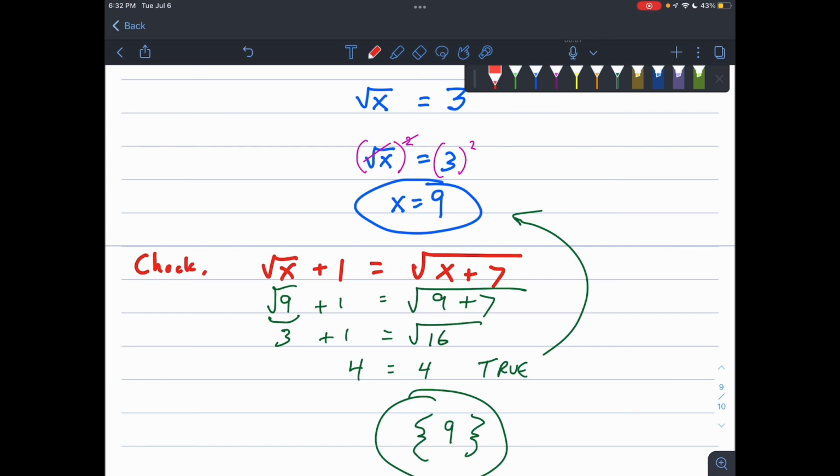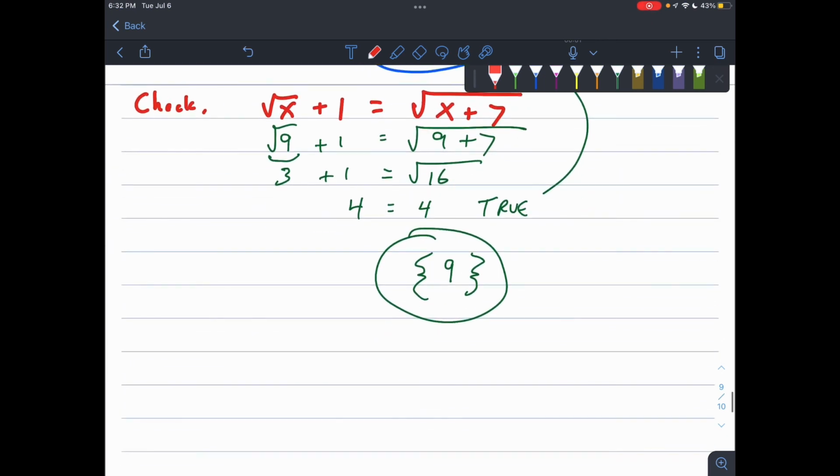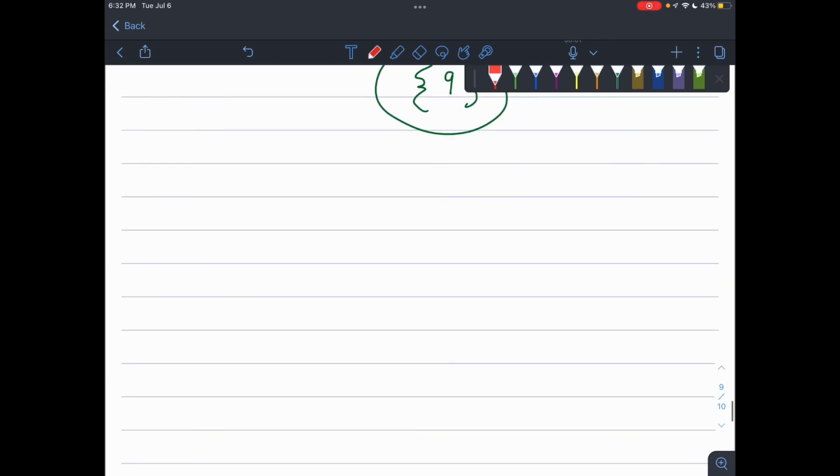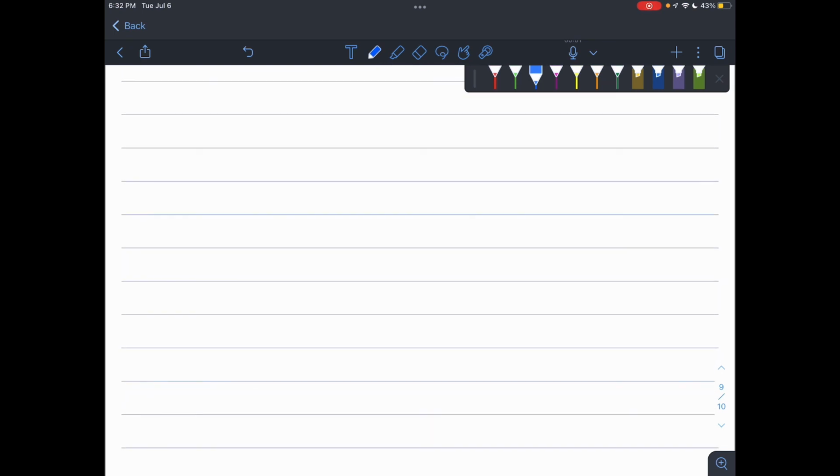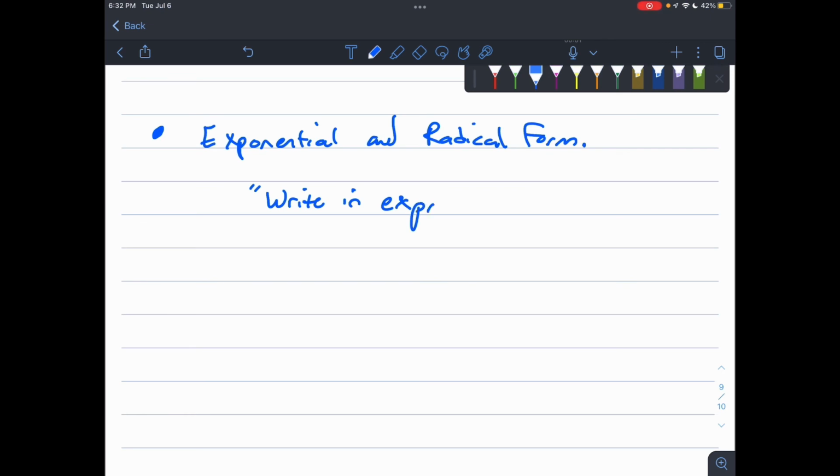Okay, so like I said, the radical equations, I expect they might be a little tricky to get down at first. The next examples, I don't think will be that difficult. I expect that you'll have an easy time with them. These are exponential and radical form. Write in exponential form.